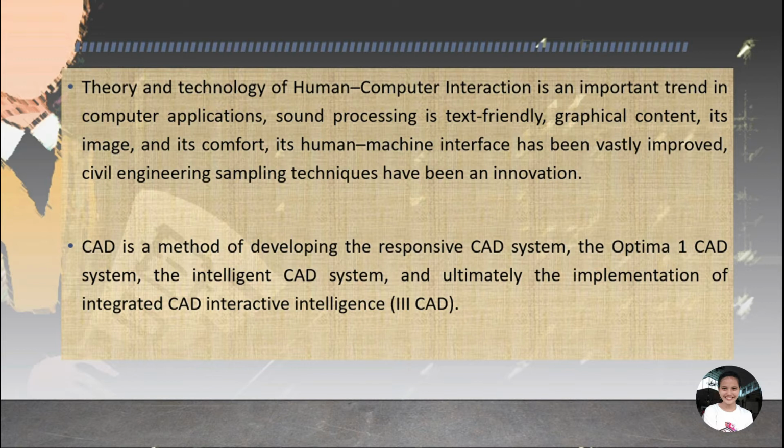So next is CAD, a method of developing the responsive CAD system, the Optima One CAD system, the Intelligent CAD system, and ultimately the implementation of integrated CAD interactive intelligence, where CAD is one of the most convincing and mature technologies in which, using external CAD technical drawings, light transitions, surface decor, changes in dimensions, constructions, and other environmental impacts can be detected by computer designing using animation techniques.